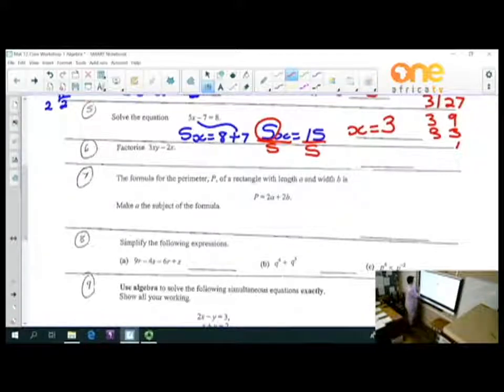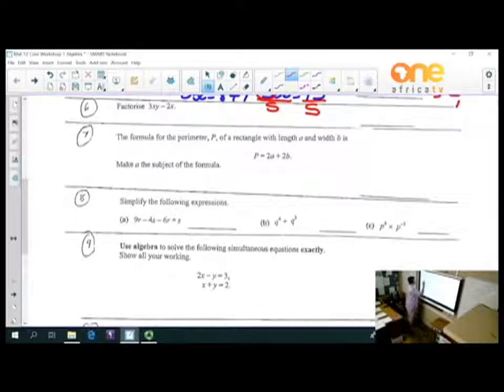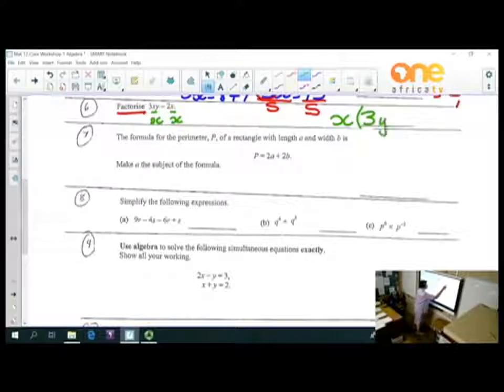Question 6. It's again factorize. Factorize means divide. Find a common factor, the highest common factor. And if you look here, the only common factor that we have this time is x. So I'm going to divide by x and divide by x. So x is my first factor. Write it down. And then it is 3y minus 2. That's my factors.